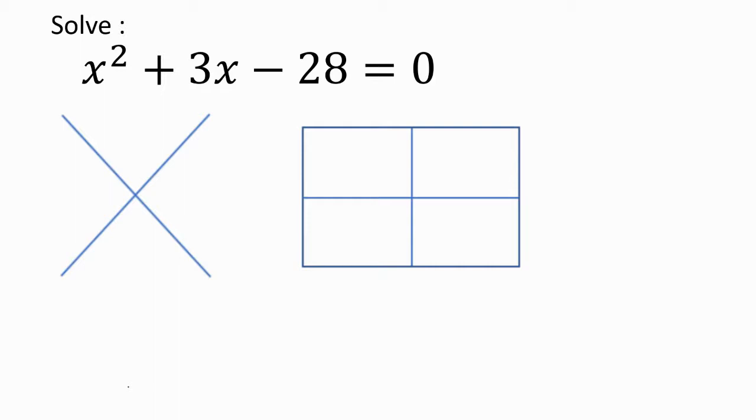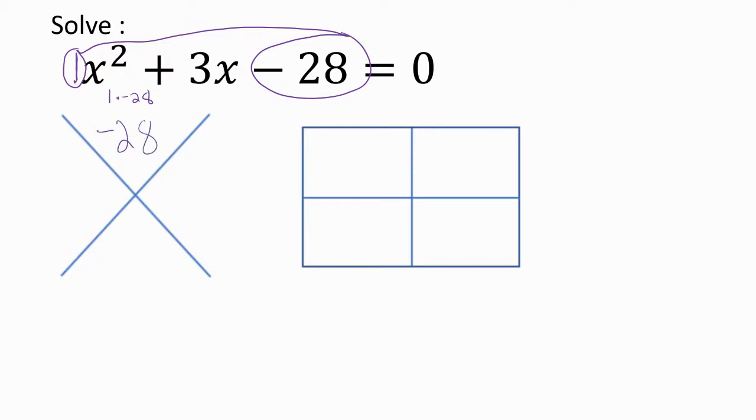All right, so we're going to solve this quadratic, and the first thing you need to make sure is that it's set equal to 0, so it needs to be in standard form. And since it is, we're going to go ahead and multiply that first number times the end. So we're going to have 1 times negative 28. And that's going to give us a negative 28. Then the middle number is going to go in the bottom, plus 3.